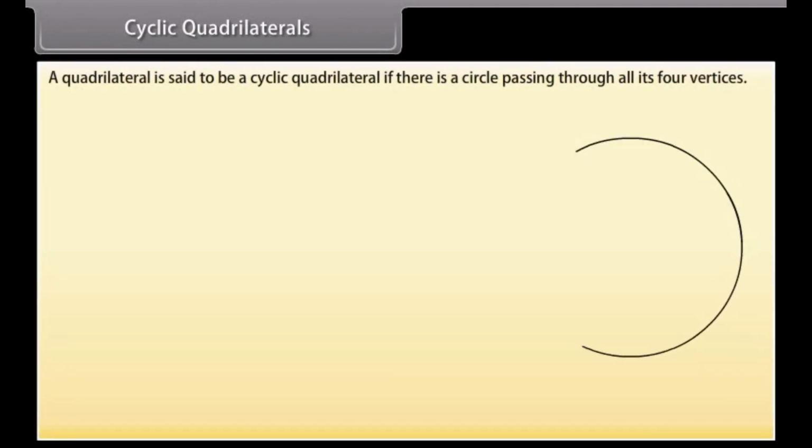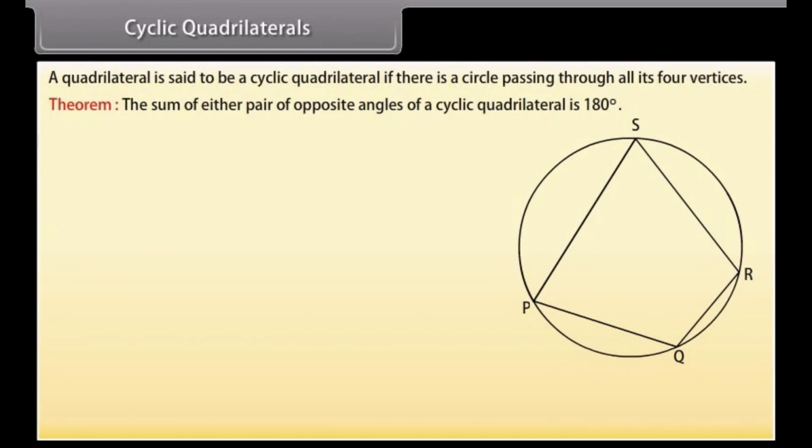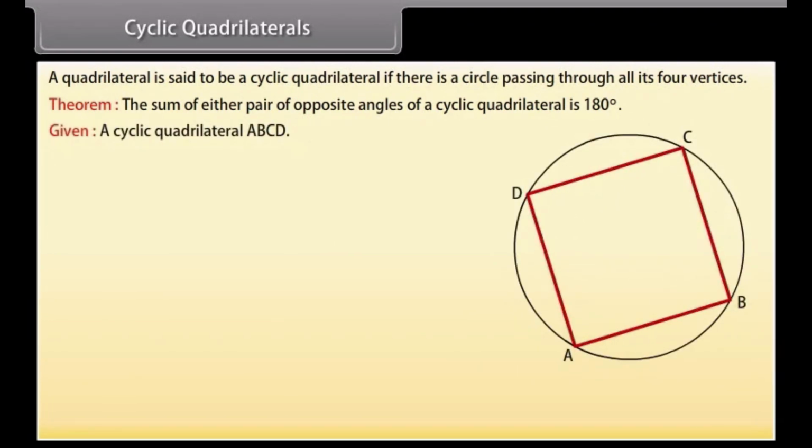Cyclic quadrilaterals. A quadrilateral is said to be a cyclic quadrilateral if there is a circle passing through all its 4 vertices. In the figure, PQRS is a cyclic quadrilateral. Theorem: the sum of either pair of opposite angles of a cyclic quadrilateral is 180 degrees. Given a cyclic quadrilateral ABCD. To prove: angle BAD plus angle BCD is equal to angle ABC plus angle ADC, which equals 180 degrees.